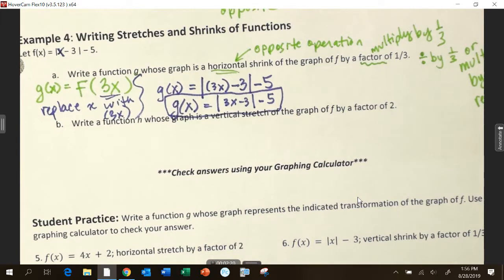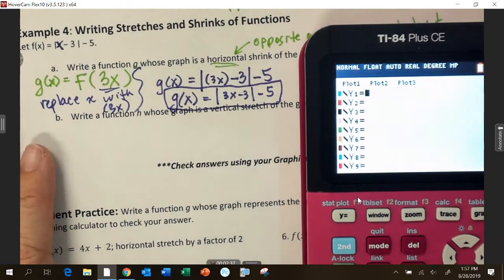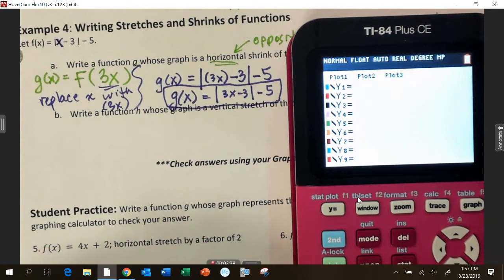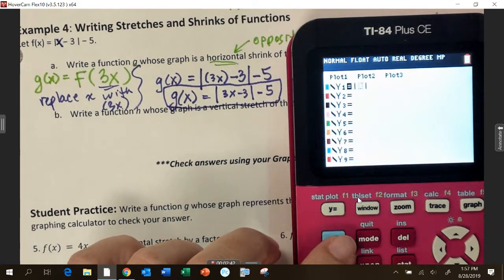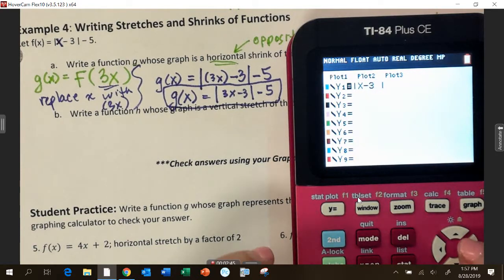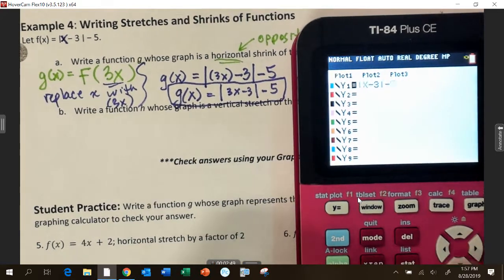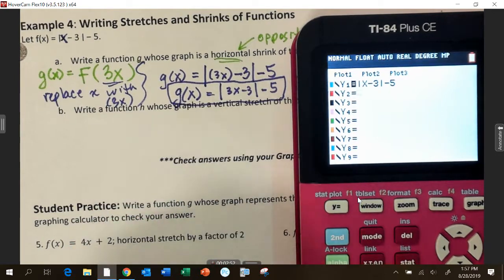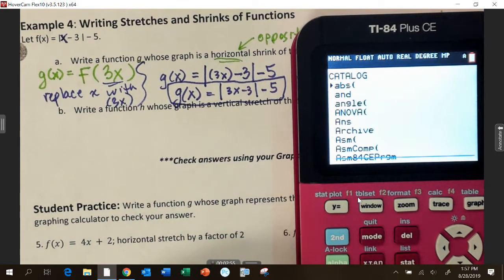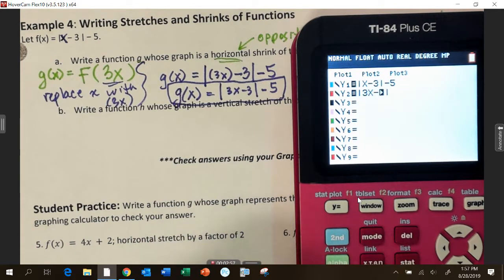So can we check that on our graphing calculator? I keep talking about how to type it in the calculator because I want to make sure everybody's heard it 400 times. If you know how to do it, you can work faster than me. You don't have to stay at my pace. So my first equation is going to be absolute value, x minus 3, outside the absolute value minus 5. My second equation is going to be absolute value, 3x minus 3, and then minus 5 on the outside.